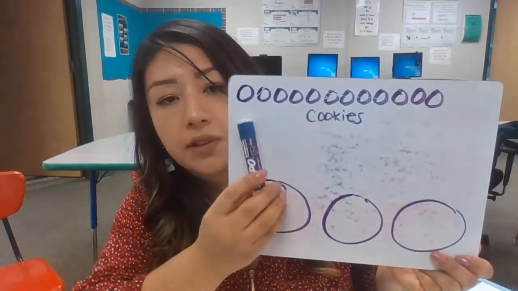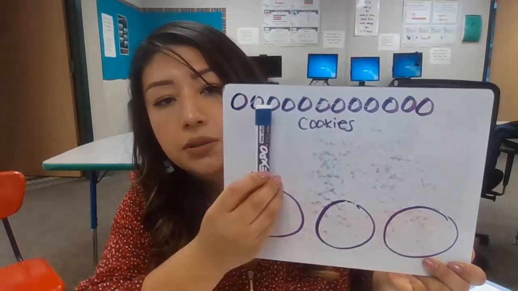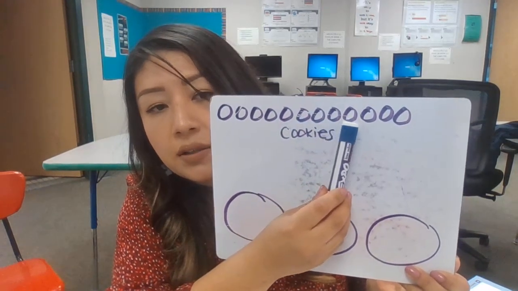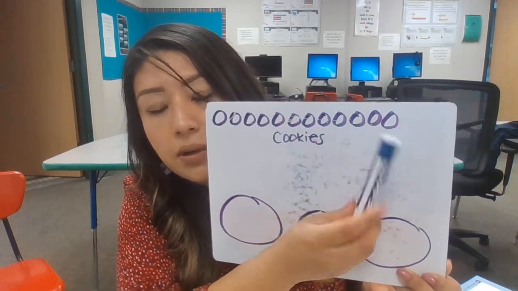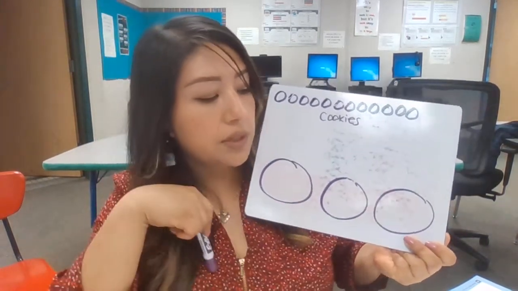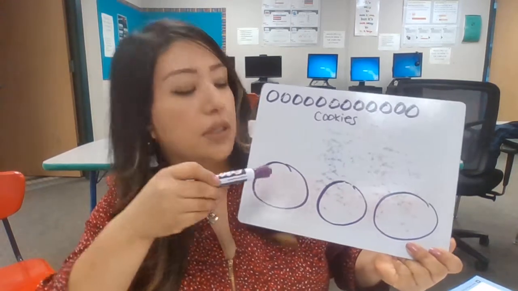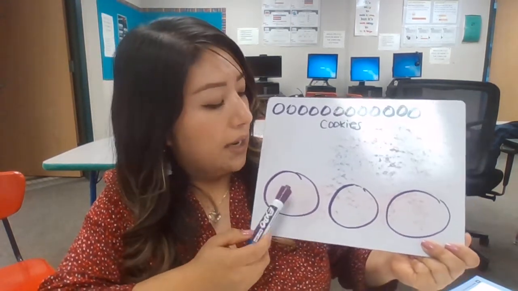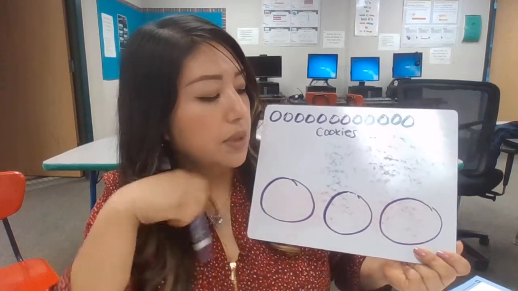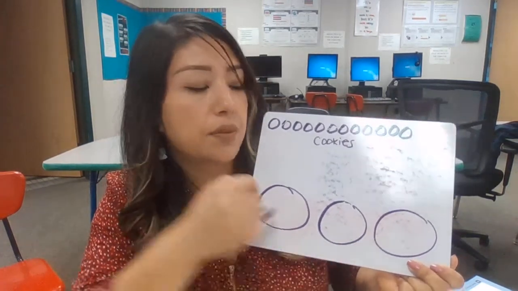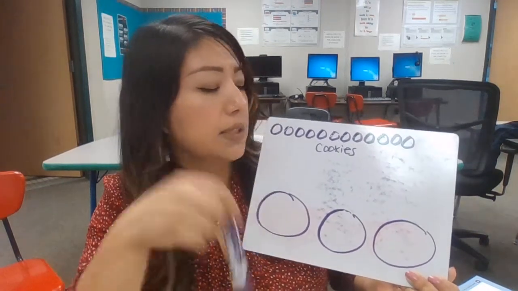I drew out my 12 cookies. 1, 2, 3, 4, 5, 6, 7, 8, 9, 10, 11, 12. And the reason I have these 3 big circles down here, they are going to represent the cookies that each child will get. So I have 3, 1, 2, 3, because the problem says 3 children, which would be these 3 circles, share 12 cookies.